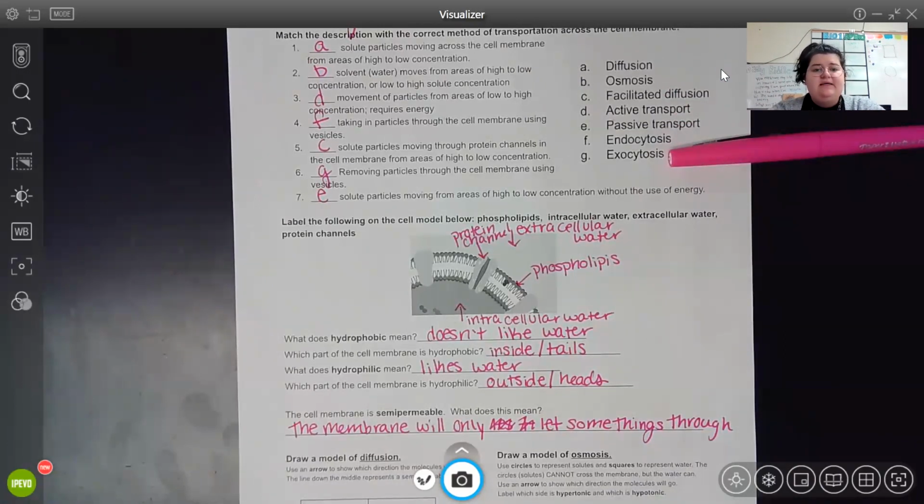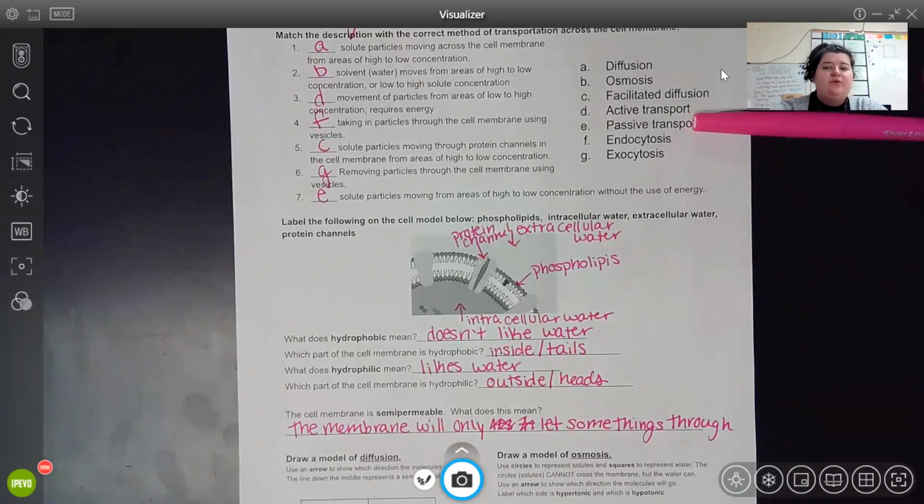And finally, 7, solute particles moving from areas of high to low concentration without the use of energy. That is just simply going to be passive transport. So that is describing both our diffusion, osmosis, facilitated diffusion. Those are all forms of passive transport.